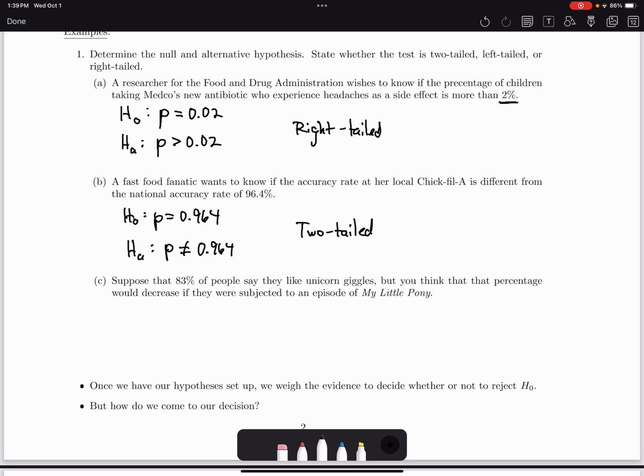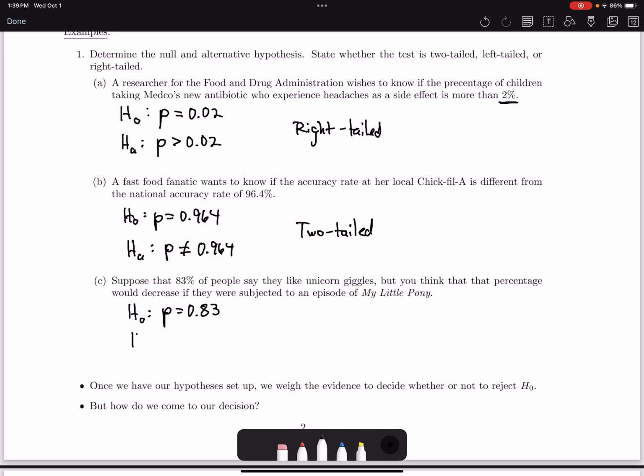Okay, last one. Go ahead and pause the video and see if you can do part C on your own. Here's my solution. So part C says, suppose 83% of people say they like unicorn giggles, but you think that percentage would decrease if they had to watch My Little Pony. Well, the null hypothesis would be that no, there's not going to be a decrease, right? The percentage is going to be the same as it always is, right? 83% of people are going to say they like unicorn giggles.